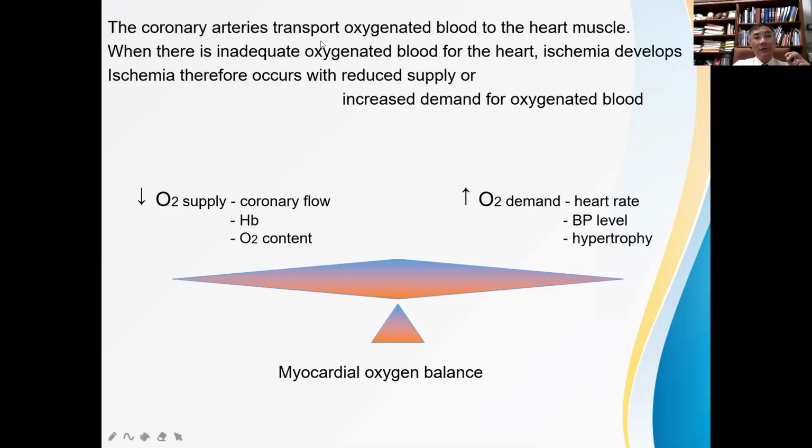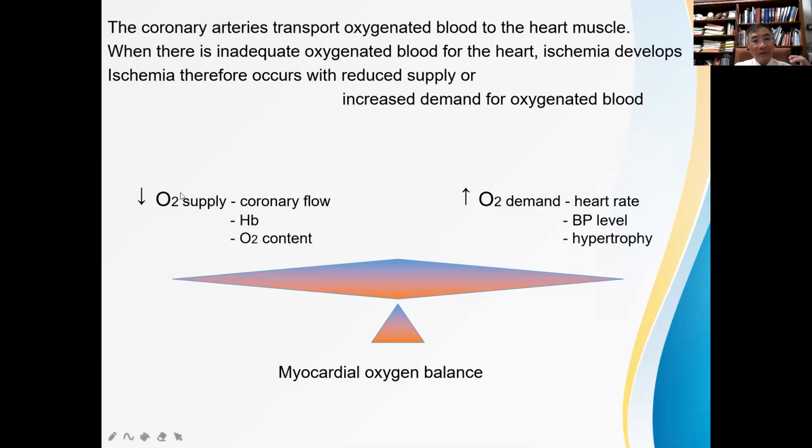Now, the coronary arteries transport blood filled with oxygen to the muscles of the heart. Like all living tissue, the muscles of the heart need oxygen, and this oxygen is carried in the blood by the coronary arteries to supply the muscles. When the supply of oxygenated blood is inadequate, then ischemia develops. Ischemia, therefore, is a condition that occurs when the supply is reduced or when the demand for oxygenated blood exceeds the supply. In other words, ischemia is actually a result of imbalance.